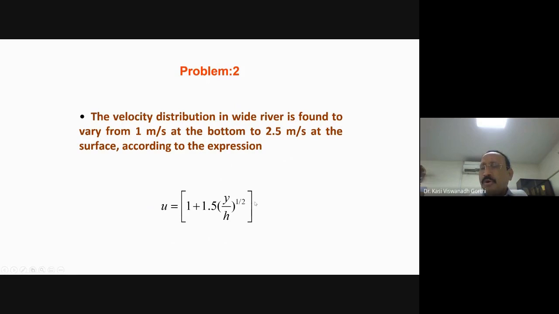Similarly, we work out one more problem also. The velocity distribution in a wide river is found to vary from 1 meter per second at the bottom to 2.5 meters per second at the surface, basing on this expression, according to this expression.